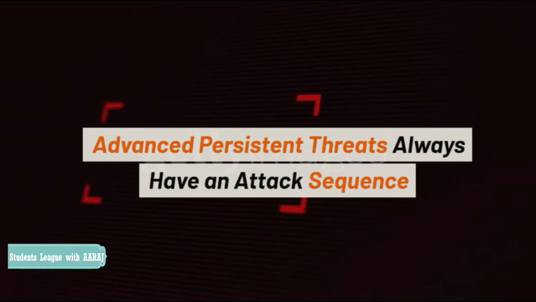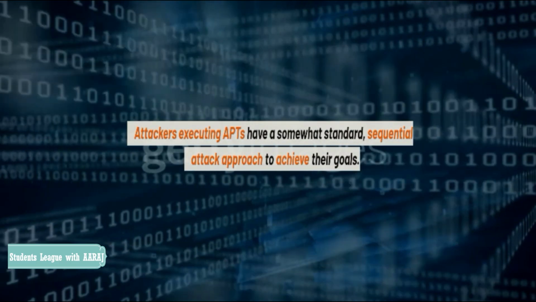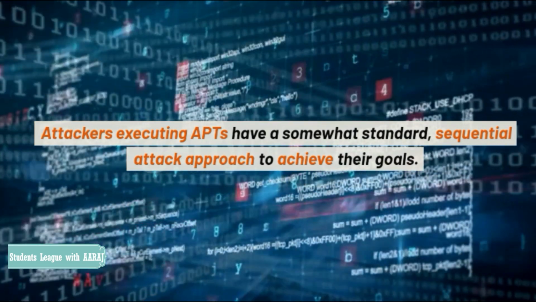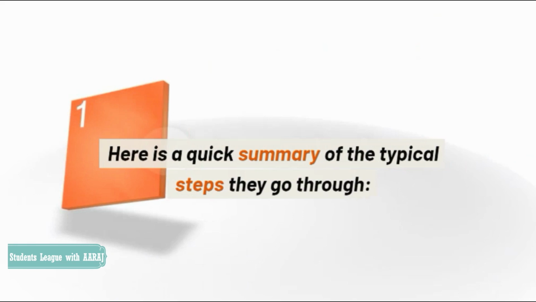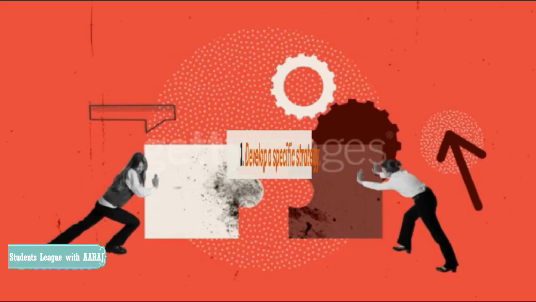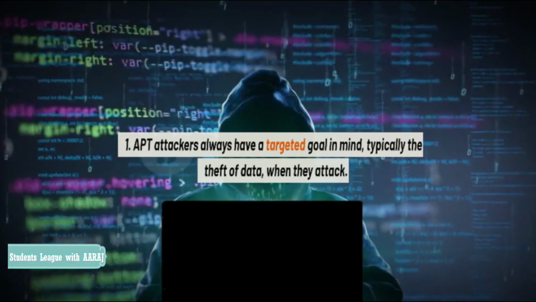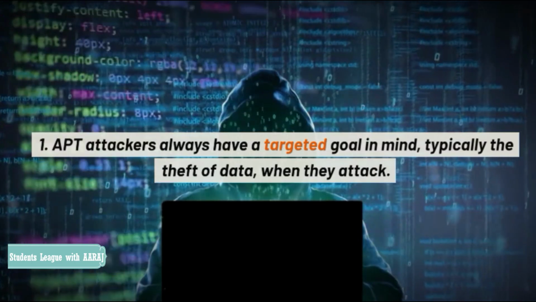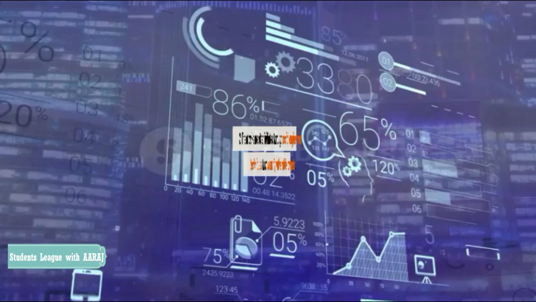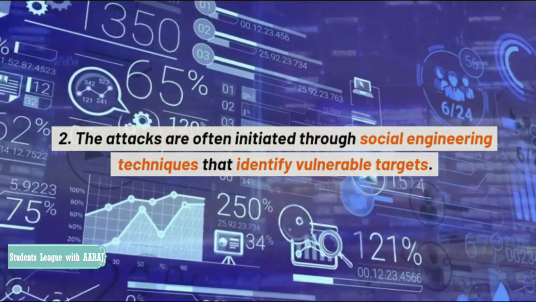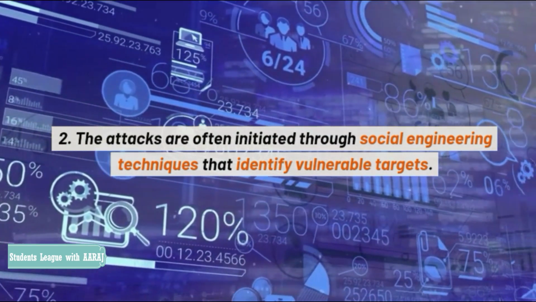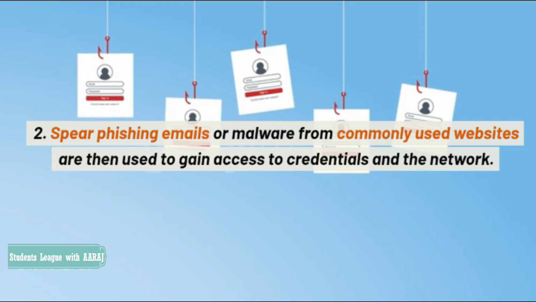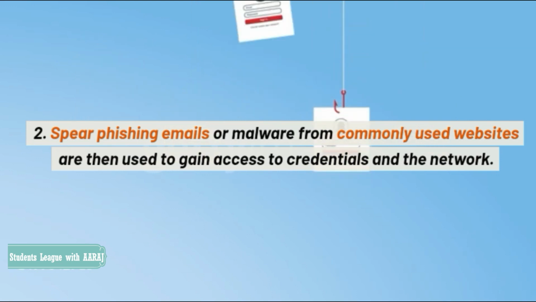Advanced persistent threats always have an attack sequence. Attackers executing APTs have a somewhat standard, sequential attack approach to achieve their goals. Here is a quick summary of the typical steps they go through. Develop a specific strategy. APT attackers always have a targeted goal in mind, typically the theft of data, when they attack. Gain access. The attacks are often initiated through social engineering techniques that identify vulnerable targets. Spear phishing emails or malware from commonly used websites are then used to gain access to credentials and the network.